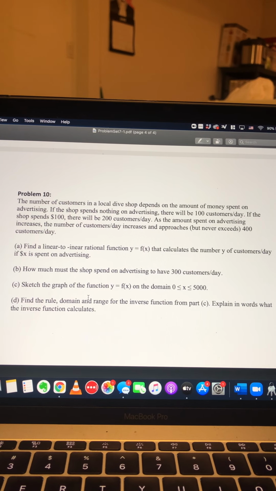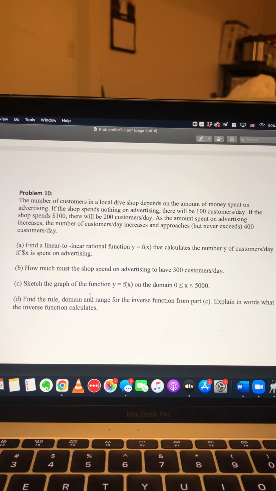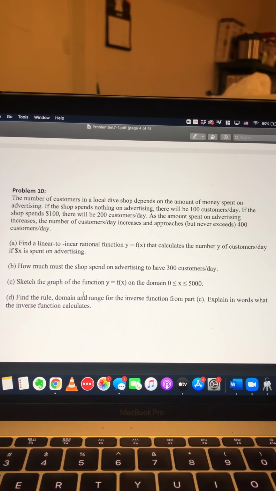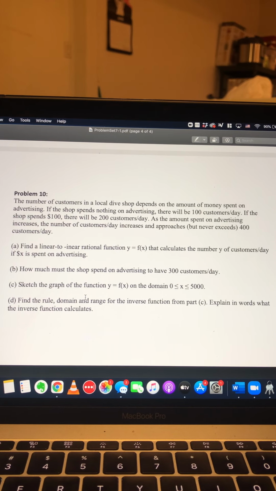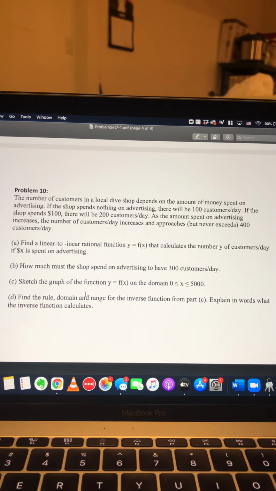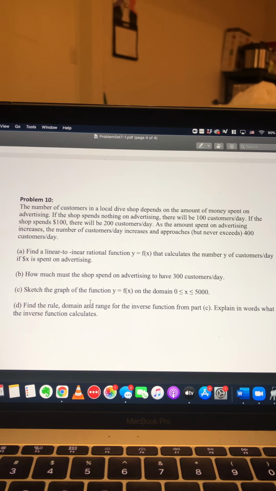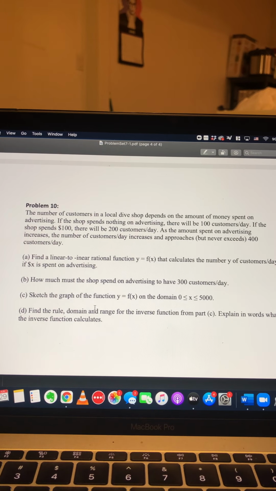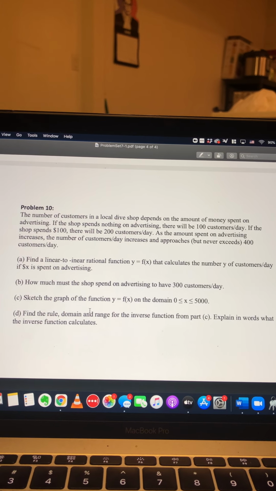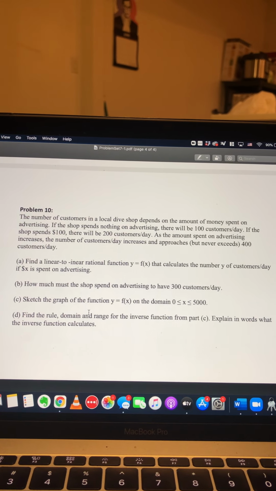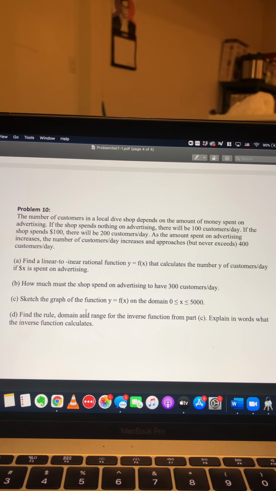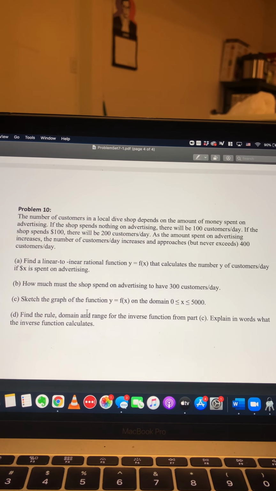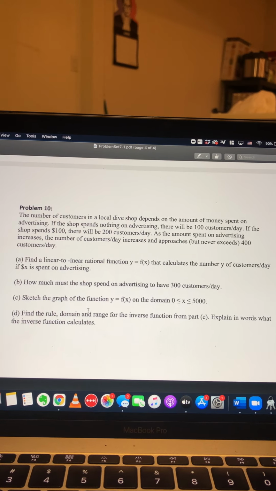Problem number 10 discusses how the number of customers in a dye shop increases with the money they spend on advertising. They give us two inputs and outputs being 0 and 100, and then 100 and 200. Those are going to be 2 points we use later. And then they say that the number of customers per day increases and approaches but never exceeds 400 customers per day. And part A asks us to find a linear to linear rational function, y equals f of x, that calculates the number y of customers per day if x dollars is spent on advertising.